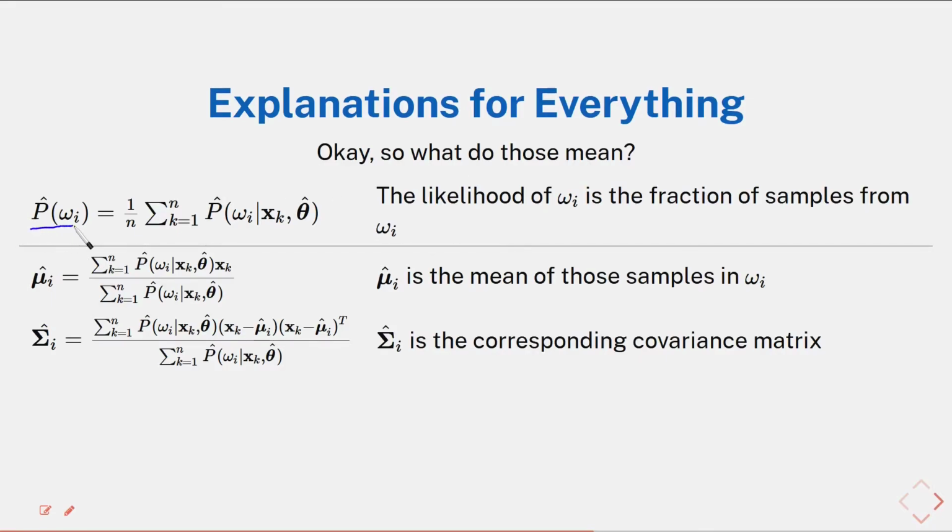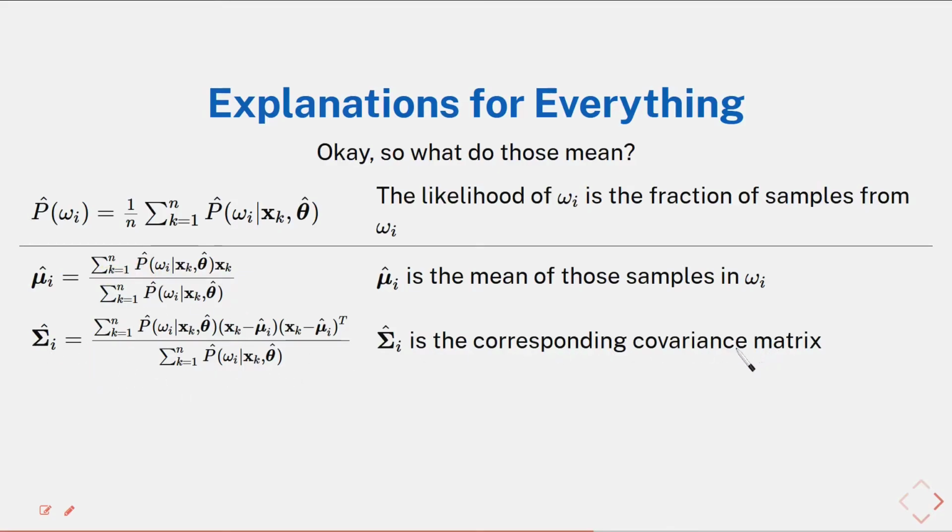Here we have the likelihood of a specific class, omega I, is the fraction of samples from omega I. So this here is the average, or the fraction of the samples that belong to that class. Here, mu is the mean of the samples within that class. Again, this is the probability associated with that class given the sample and the parameter set. So here you have the sample being multiplied by that. If this probability is very low, then this does not contribute to the mean. If it's high, then this does contribute to the mean.